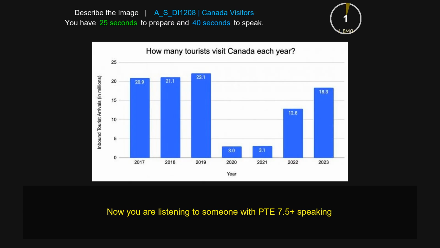This bar chart provides useful information about how many tourists visit Canada each year from 2017 to 2023. In general, it is quite evident that the x-axis shows years from 2017 to 2023 and the y-axis shows inbound tourist arrivals in millions. In addition, the maximum number is in 2019, which is 22.1, and in contrast, the minimum number is in 2020, which is 3. To sum up, this graph gives detailed information about tourists visiting Canada.